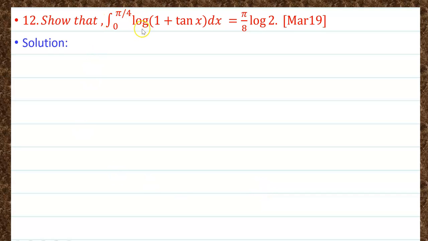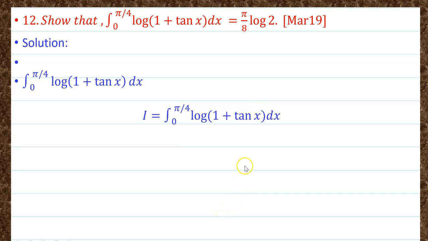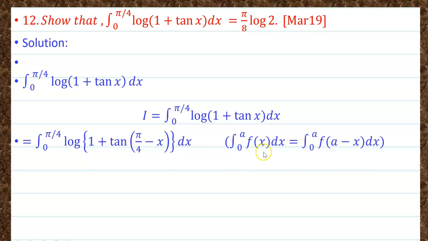Integral 0 to pi by 4 log of 1 plus tan x dx is equal to pi by 8 log of 2. This is a slightly tricky question. Now see this here. Suppose the integral 0 to pi by 4 log of 1 plus tan of x dx is I. Now here we'll apply the first property.